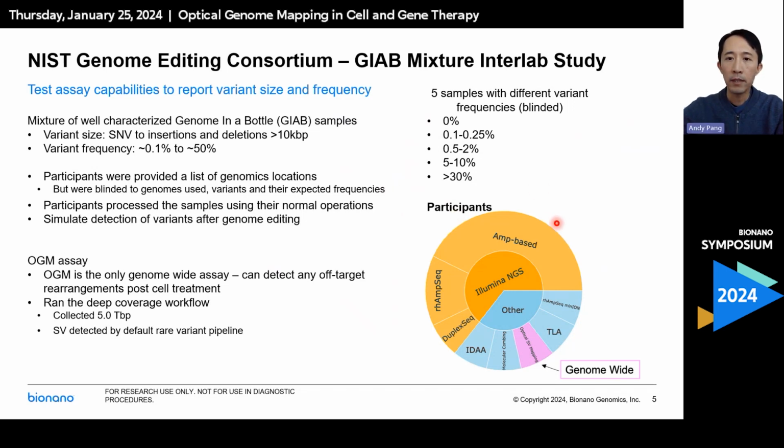On the bottom right here, I'm showing you the technologies of the participants. And you can see that optical genome mapping is the only genome-wide technology, which can be very useful in detecting any off-target events in cell QC applications. So what we did, we chose the deep coverage workflow. We collected 5 terabase pair of data, and we called SVs using the default rare variant pipeline.